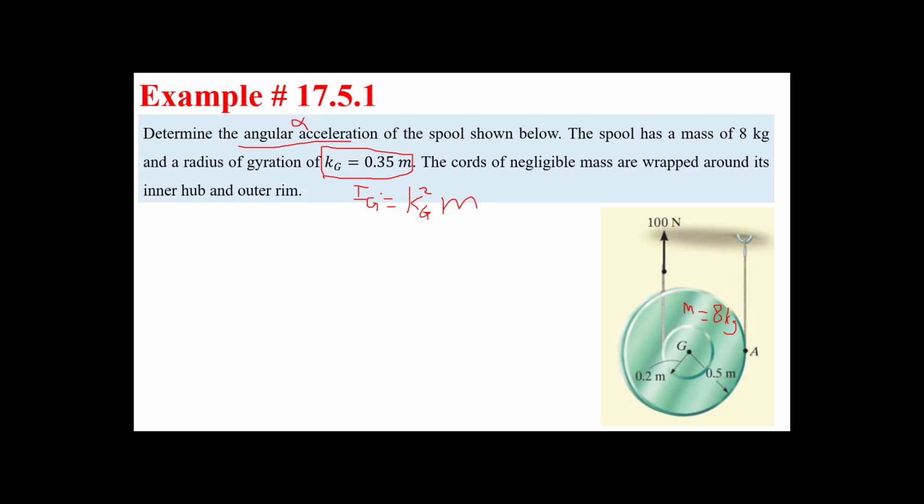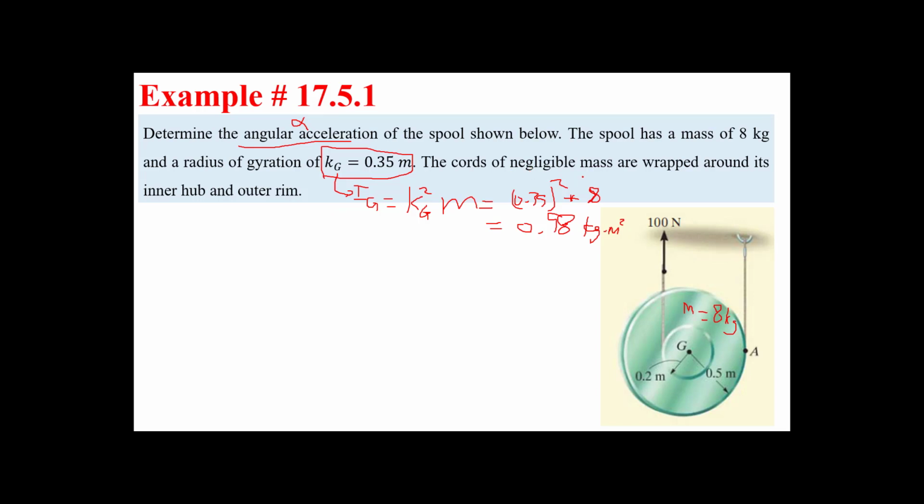Remember this equation? So here there's no need to go back to the standard shapes. This is equal to 0.35 squared multiplied by 8, and this is equal to 0.98 kg m squared. The most important thing is the units. So from this information I was able to directly find the mass moment of inertia.